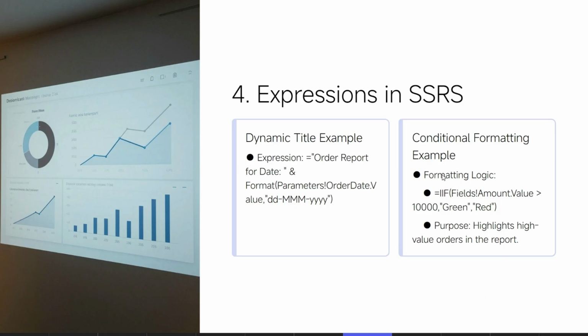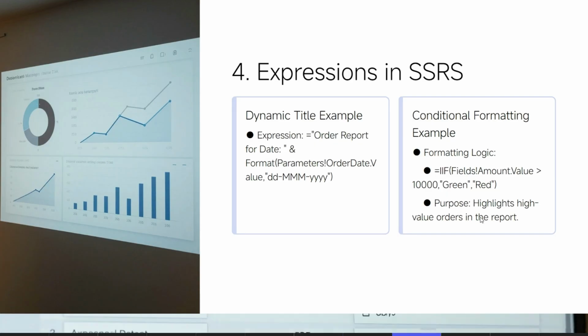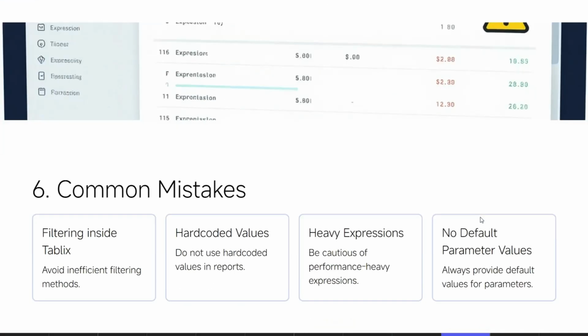So these are the things we have performed today. We can also do these things through expressions. If we have a date condition, we can provide a parameter based on the date condition. We can also provide conditional formatting with an if-else statement, for example sales greater than 10,000, so we can change it to a green or red flag. This highlights high value orders in reports. This type of customization you can do in your reports.